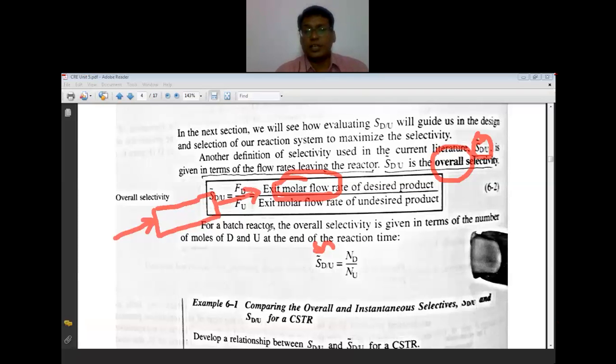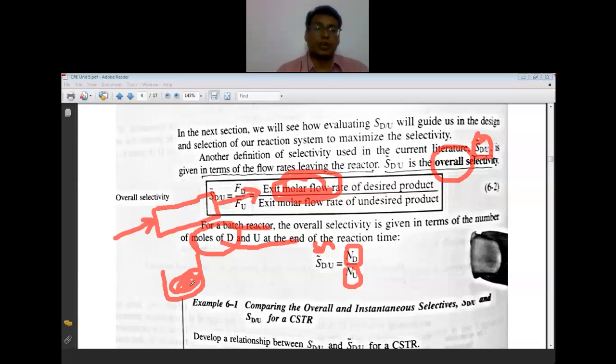For a batch reactor, the overall selectivity is given in terms of the number of moles of D and the number of moles of U. In case of a continuous reactor, it's a molar flow rate. In a batch reactor, it is the number of moles that is to be considered. Because in a continuous production, you get a continuous output. However, in a batch reactor, you get whatever number of moles is available finally. You are not taking out the product continuously.